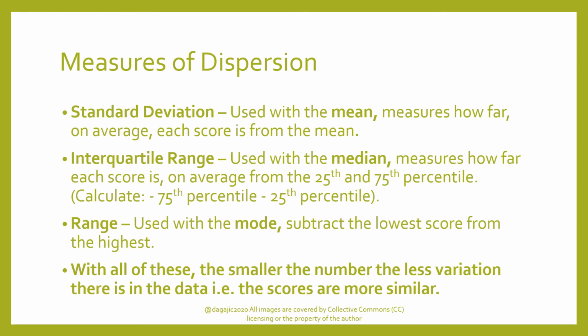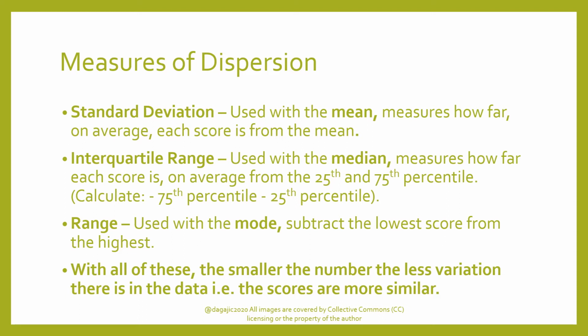Let's move on now to measures of dispersion. So measures of dispersion are looking at how typical your data is. So are all your scores very similar or are there wide variations? All of these things, in a way, measure the same thing. The less variation there is in the data, the smaller your standard deviation, interquartile range or range will be.